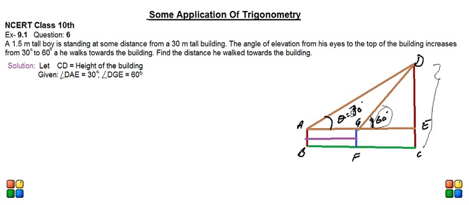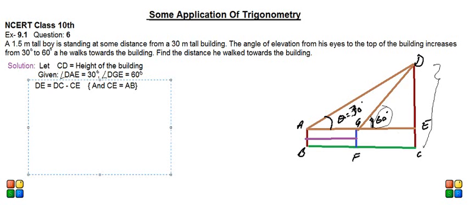Furthermore, if we proceed in this particular question, we can easily see what things are given here. The height of the man is given to us, that is 1.5 meters. This is AB, and the total height of the tower is given as 30 meters. Right? We want to calculate the value of DE.